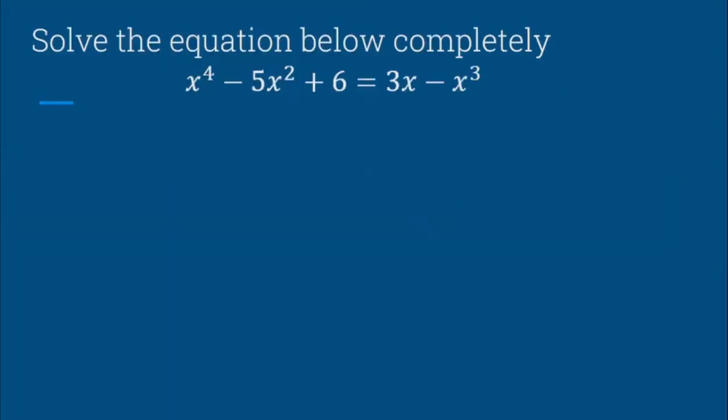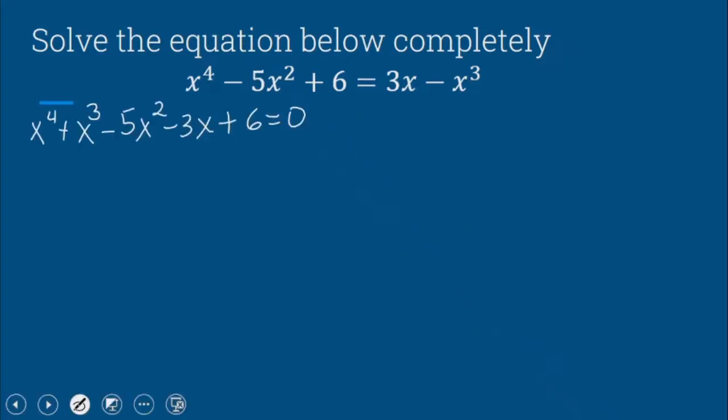So to solve this equation, we first need to rewrite it in standard form so that there's only 0 on the left. So what I've just done is move the negative x raised to the power of 3 to the left, so it becomes positive. And I also moved the positive 3x to the left, and it becomes negative.